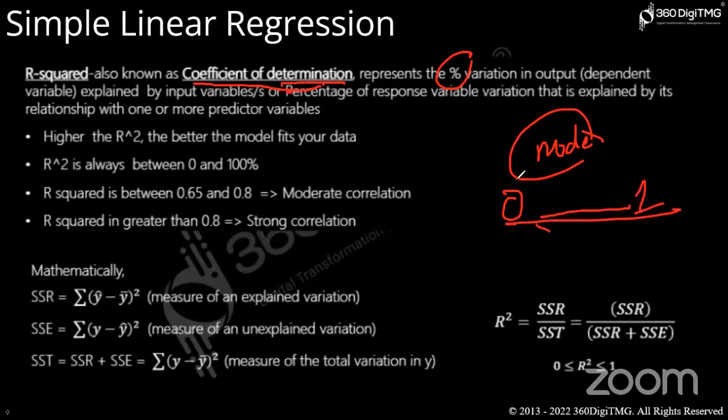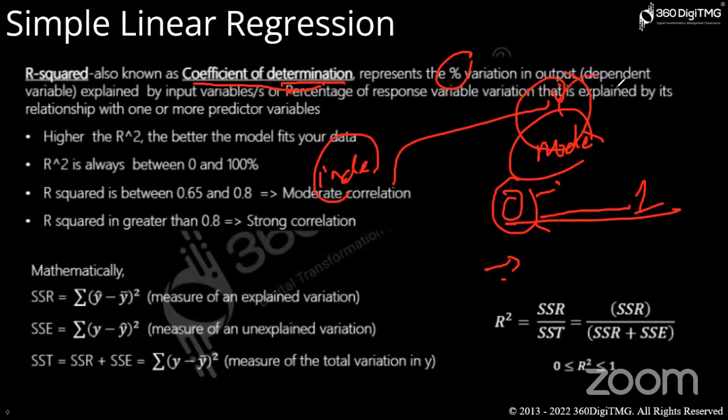Whenever you are having the values near to 0, in that case you can say whatever the relation that you have in the independent variable, you are not able to capture exactly in the output.